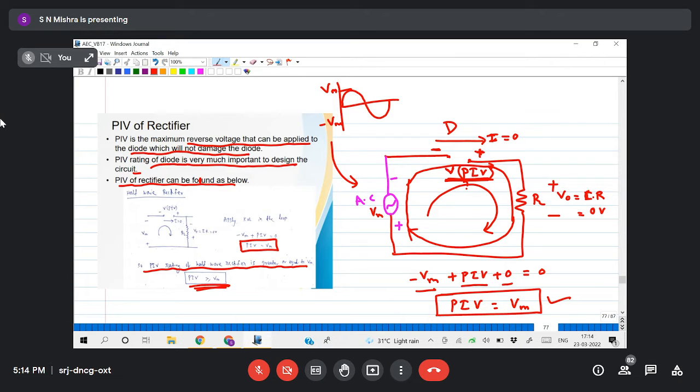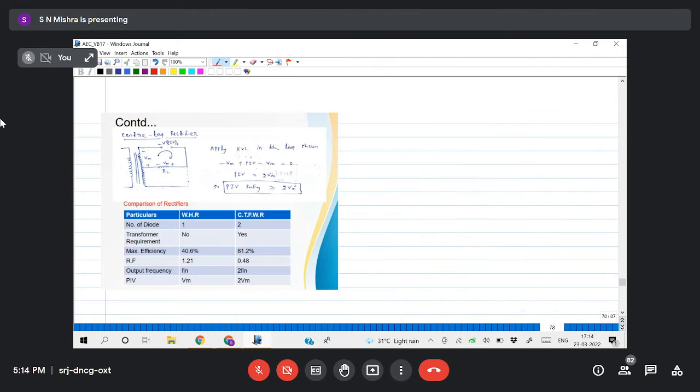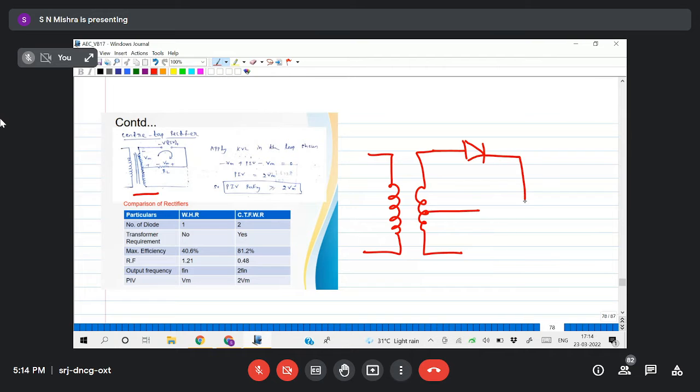Now, if you follow the process, we can also calculate for the center tap rectifier. This is my center tap rectifier. We have taken a center-tapped transformer. This is one diode, and one resistor is connected here. Here another diode is connected. This is your RL.